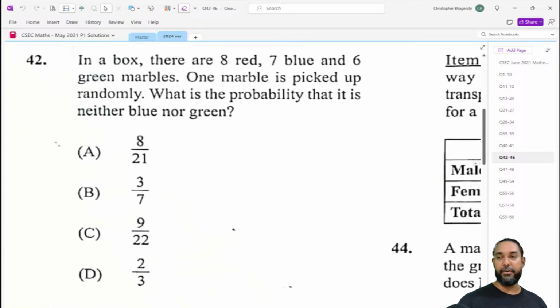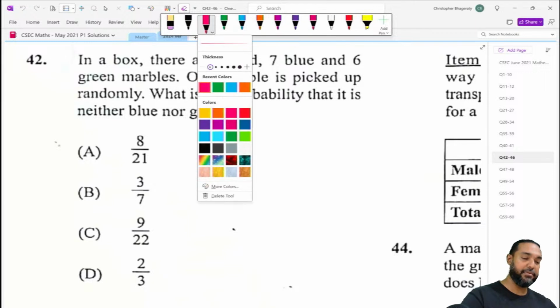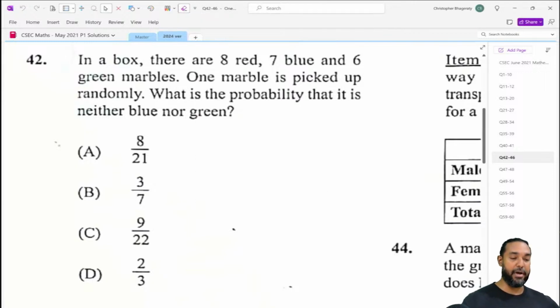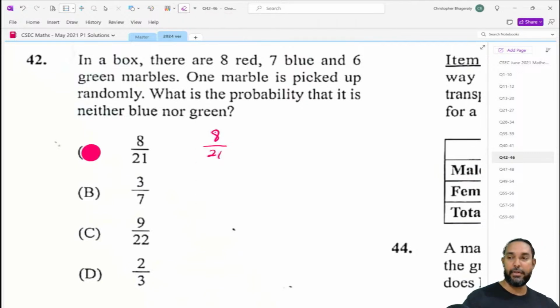In a box, there are 8 red, 7 blue, and 6 green marbles. One marble is picked up randomly. What is the probability that it is neither blue nor green? So they couldn't just ask what is the probability that it is red? Okay, how many red marbles do you have? 8. Out of how many in total? 8 and 7 is 15. 15 and 6 is 21. There you go. Option A.